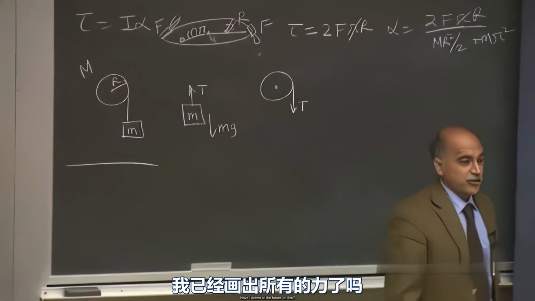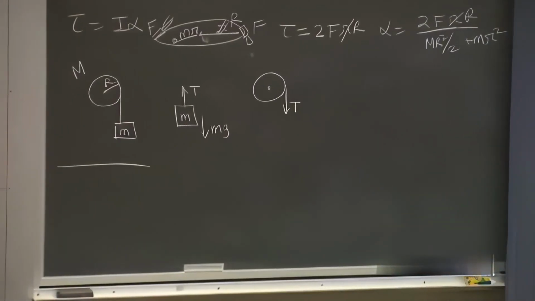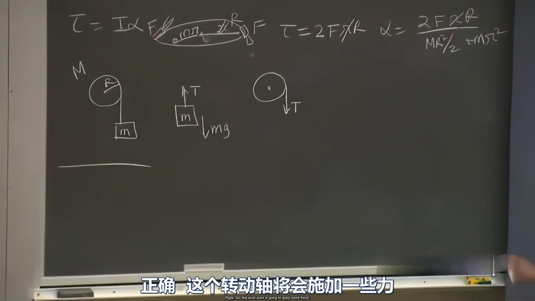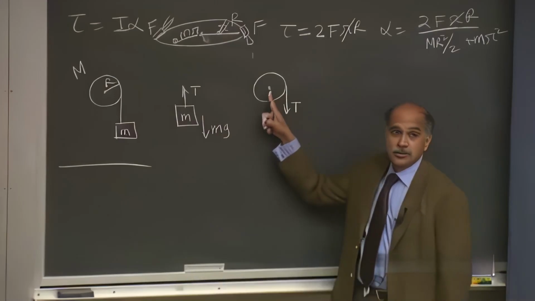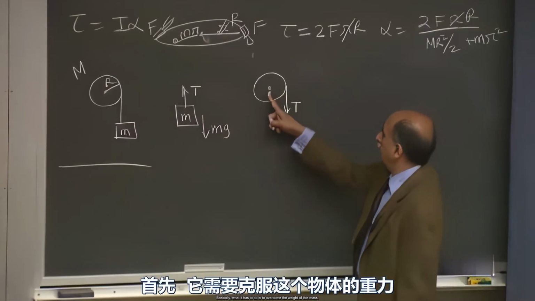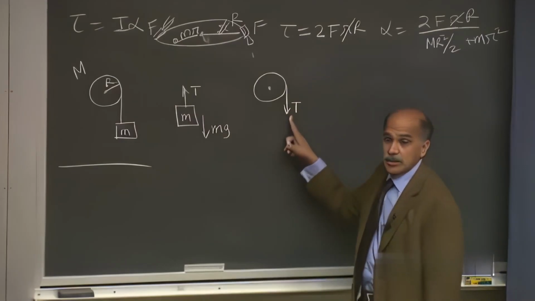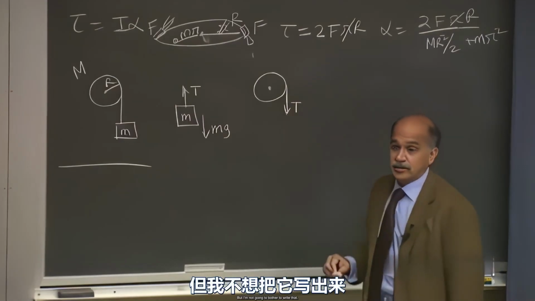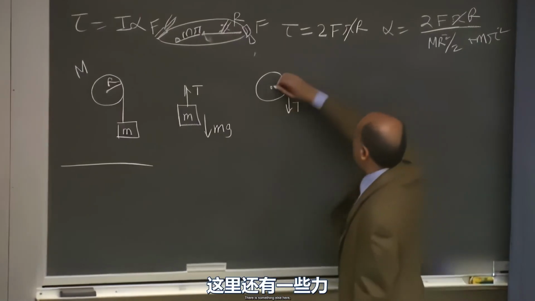Have I drawn all the forces on this? Yep. You're missing whatever's holding the pulley in place. Right. So this pivot point is going to be applying some forces. Basically, what it has to do is overcome the weight of this mass and overcome this tension T. But I'm not going to bother to write that. I'll tell you why. This is an incomplete picture, so there is something else here.